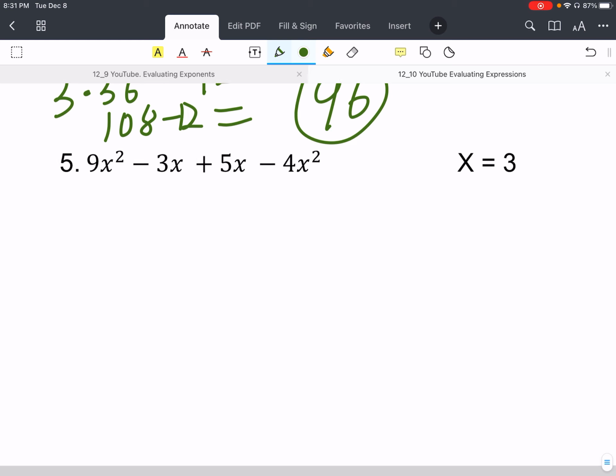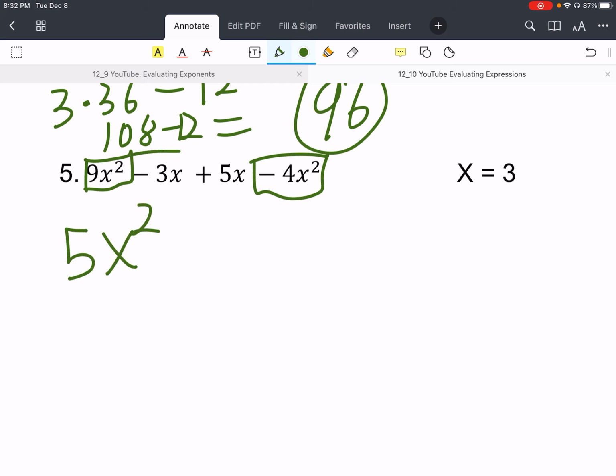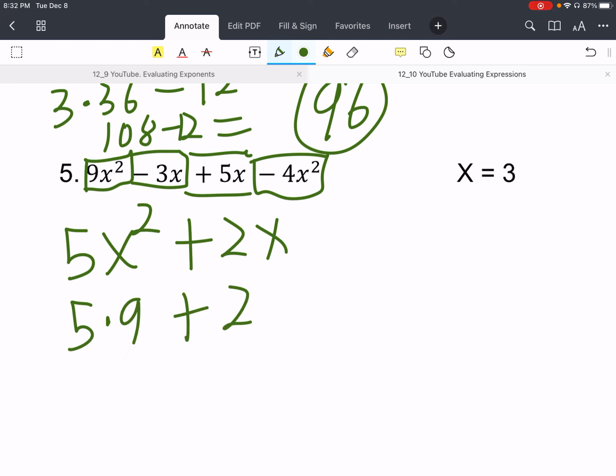Last one. Go ahead and pause it. All right. Combine that. We have 5x squared, then a negative 3x and a positive 5x is plus 2x. So 5 times 3 squared gives us 5 times 9, plus 2 times 3, 45 plus 6, and we get 51.